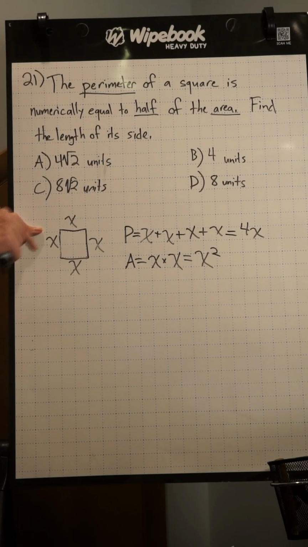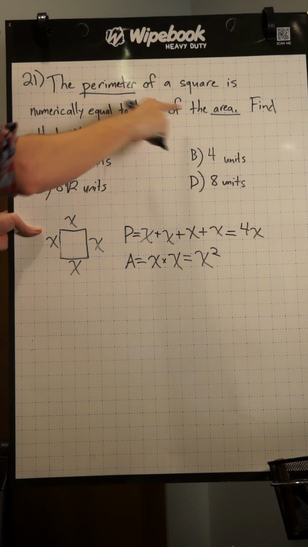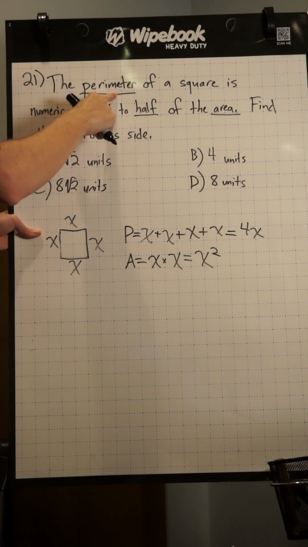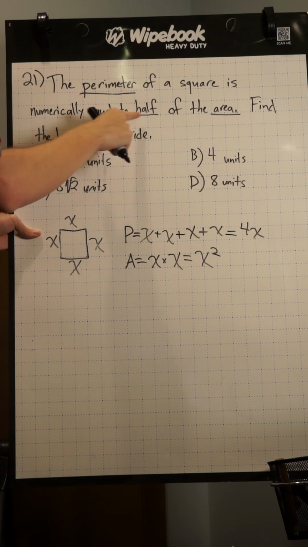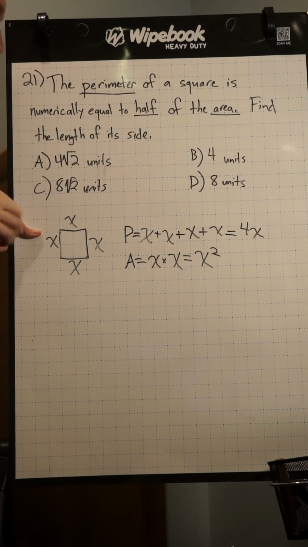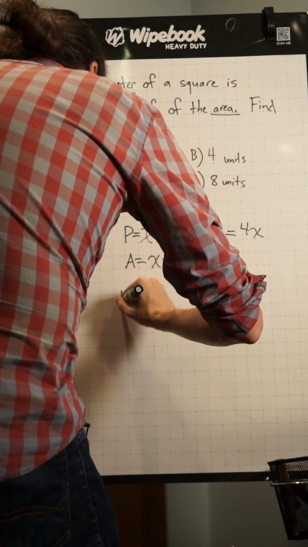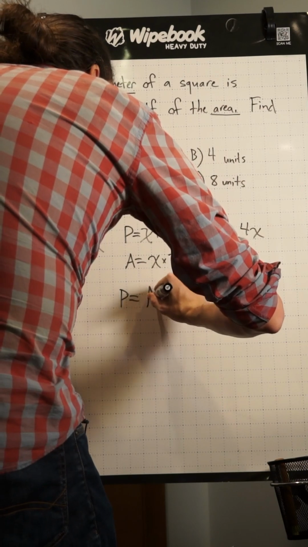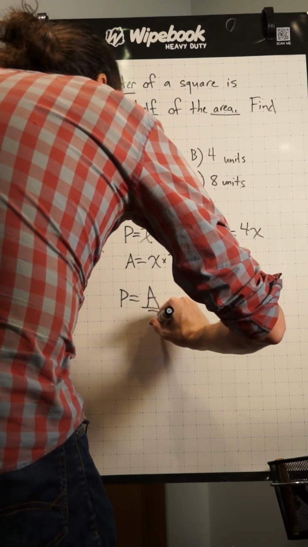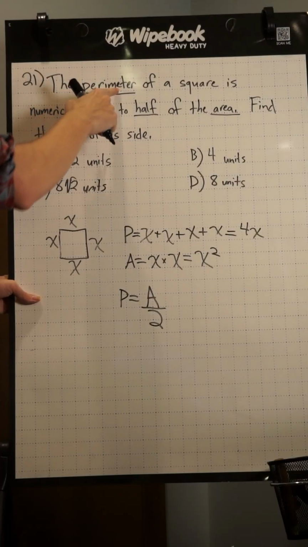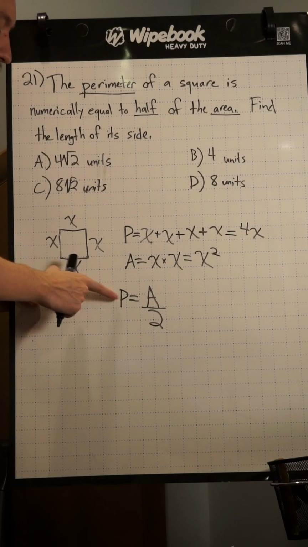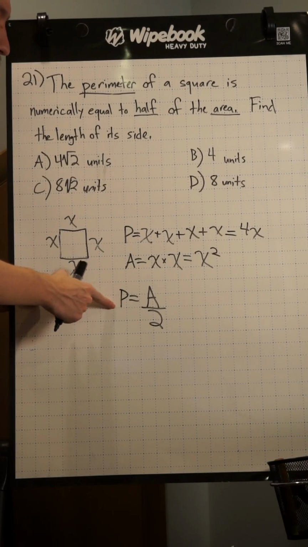Okay, now the final thing, it tells us how the perimeter and the area relate to each other. So let's write a simple equation for this one. It says the perimeter of the square is equal to half of the area. So let's write an equation to see what that means. The perimeter is equal to half of the area, which is the same thing as the area divided by 2. This is the relationship that we know we have between them.